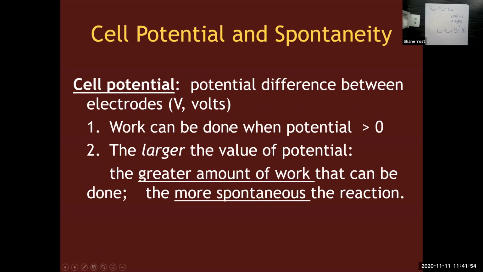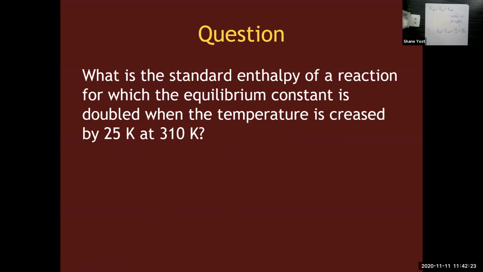So again, the cell potential is measured in volts. It's related to the work that can be done, with the number of electrons being transferred across this potential giving us some amount of work. And the larger that cell potential, the more work you can get out, and the more spontaneous that reaction is going to be, because that cell potential is related to Gibbs free energy.